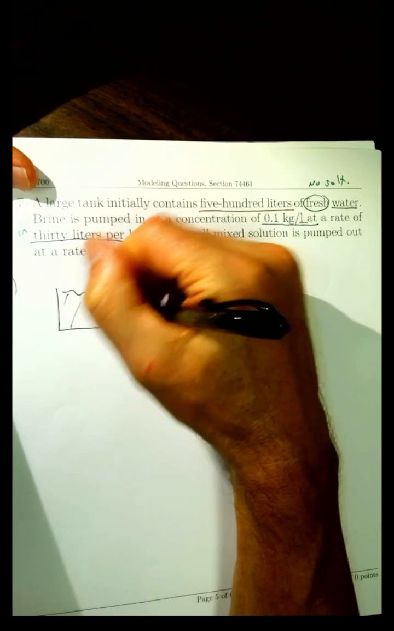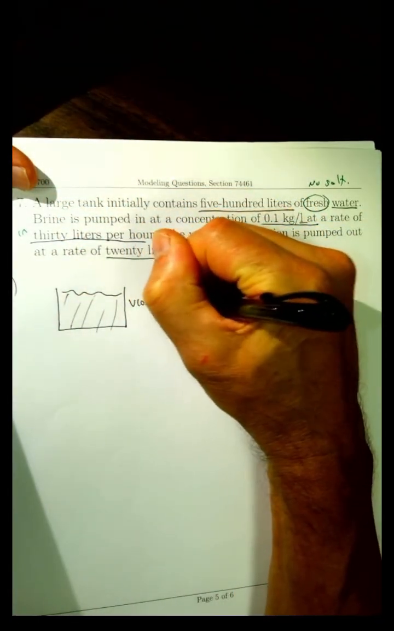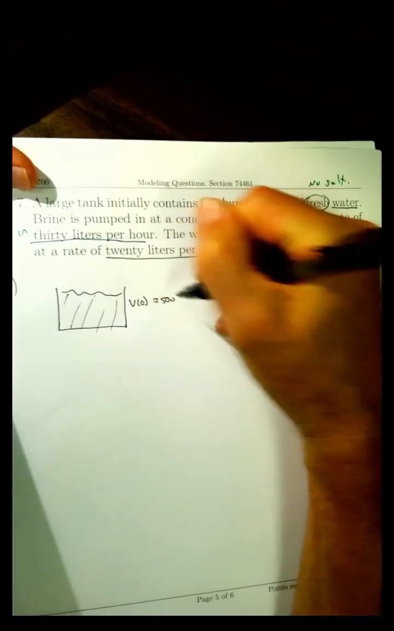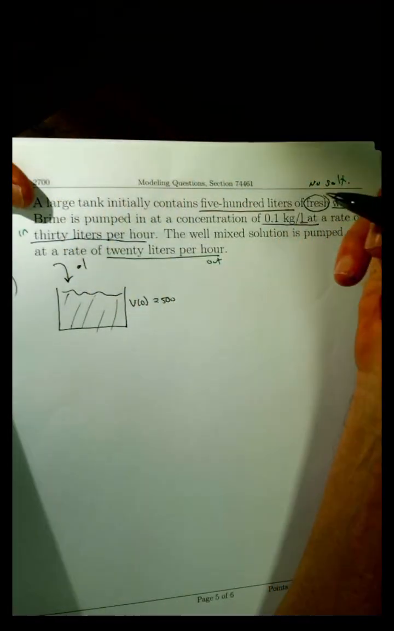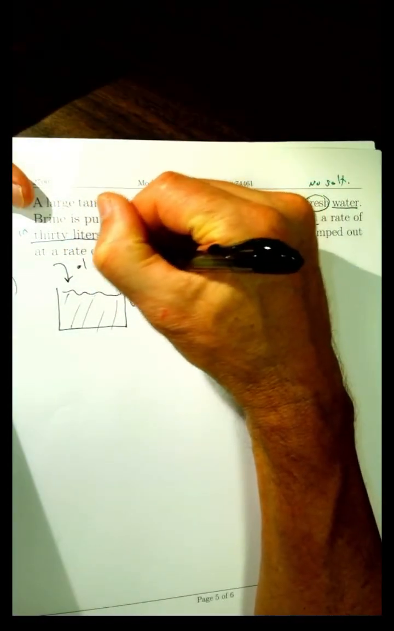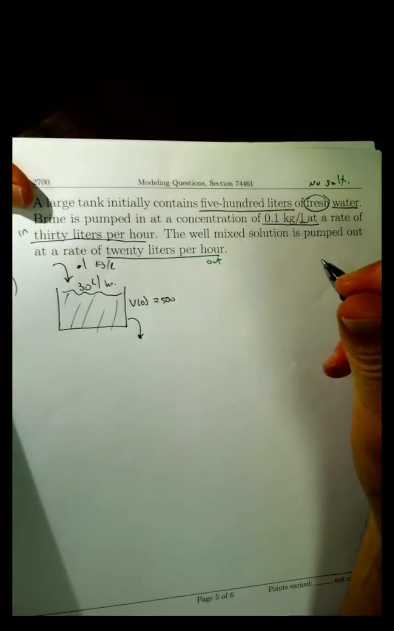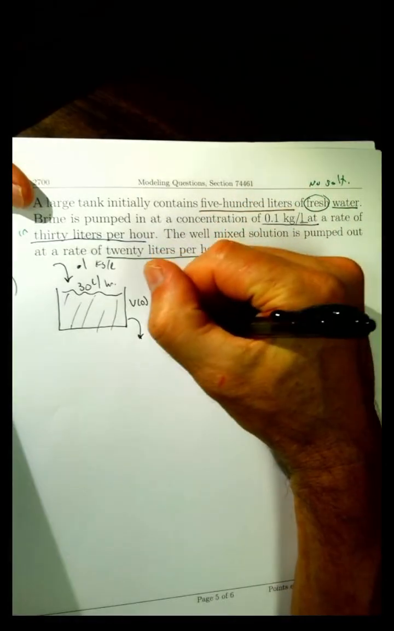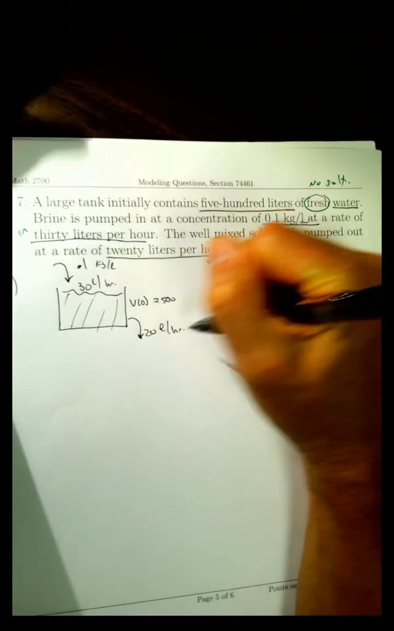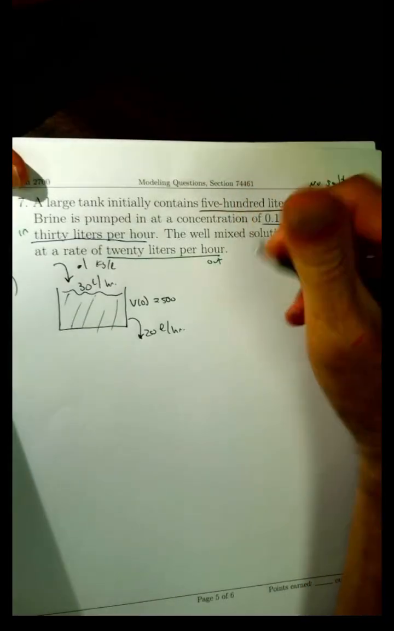So let's organize what we have. So we've got this tank. The initial volume is 500 liters. And we are pumping in brine with a concentration of 0.1 kilograms per liter at 30 liters per hour. And we're pumping out at a rate of 20 liters per hour. All right, so what do we have?